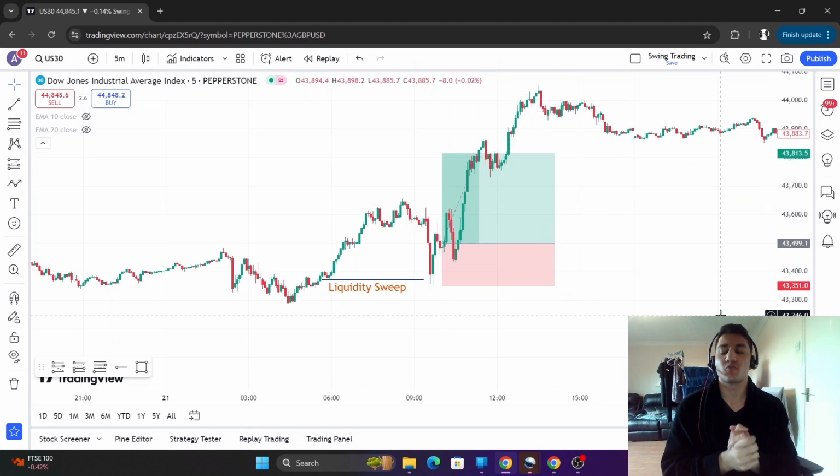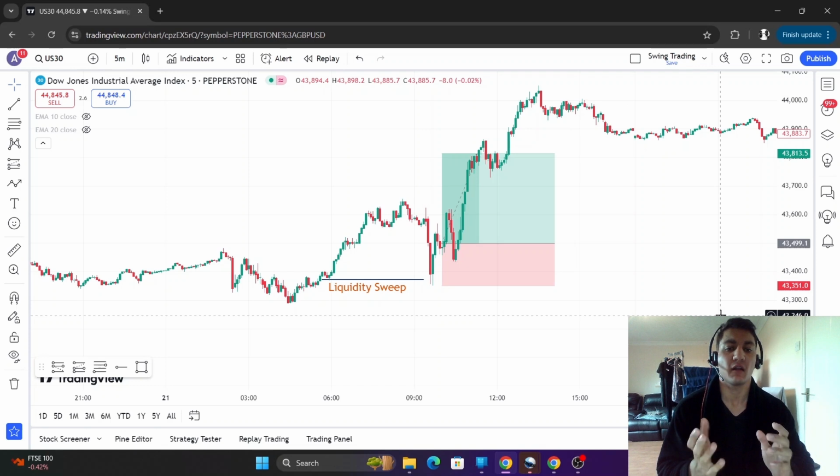And that is how you trade liquidity, right? That's how you actually use liquidity to make money in these markets. And out of all the things I've studied in technical analysis, liquidity is by far the most important thing. By far the most important thing.